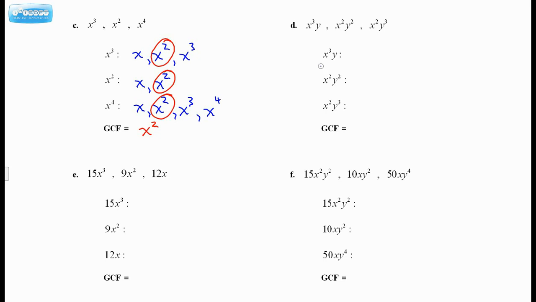All right. Now we're mixing up variables. We have x's and y's. And I'm just going to list all of the factors, but keeping the variables separate. So x cubed, of course, x is a factor, x squared is a factor, and x cubed is a factor, and y is a factor. Next one, x squared, y, and y squared.